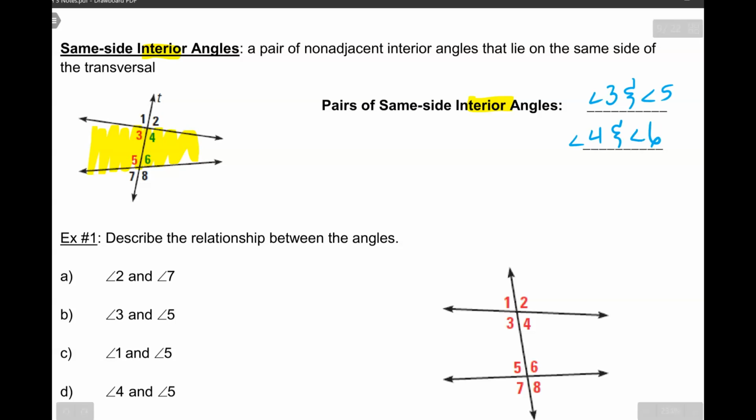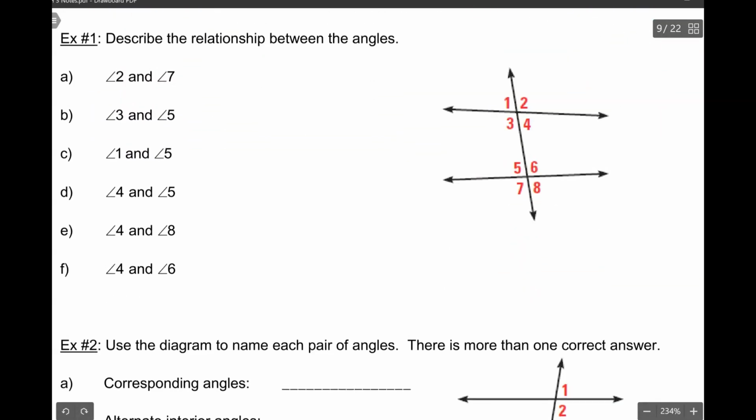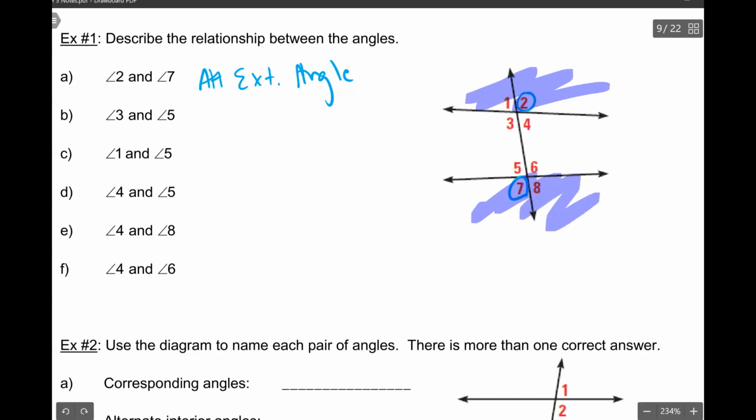Describe the relationship between the angles. So angle 2 and 7, let's see. Angle 2 and angle 7 are alternate exterior angles. They're on opposite sides of the transversal. They're both exterior angles. That's how we'd start out. We'd say, both of these angles are exterior, on the outside, and they're on opposite, alternate sides of the transversal.